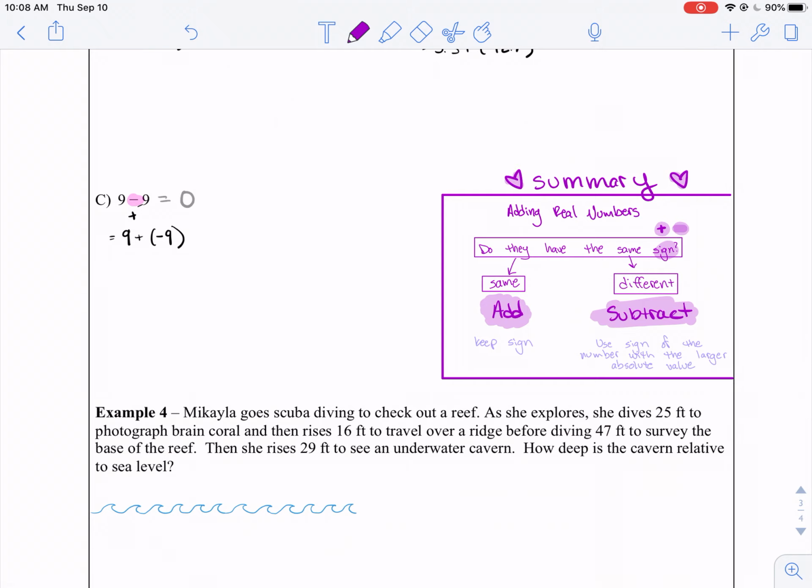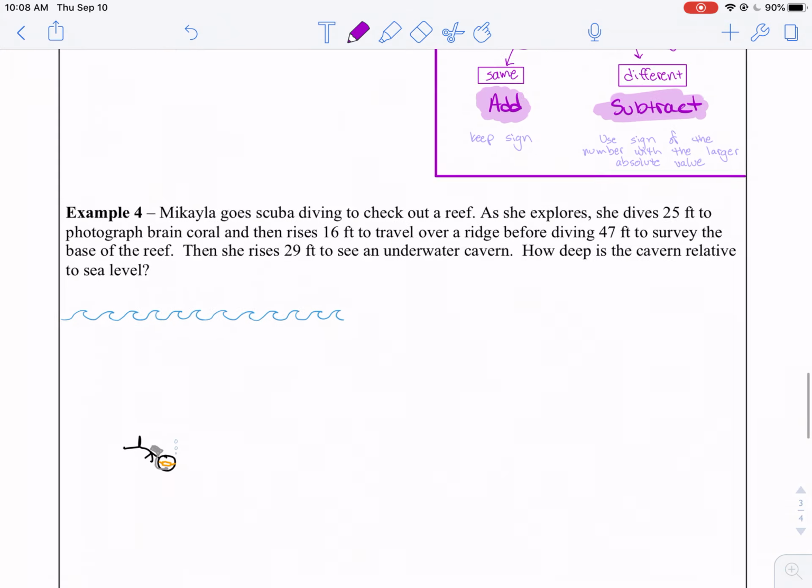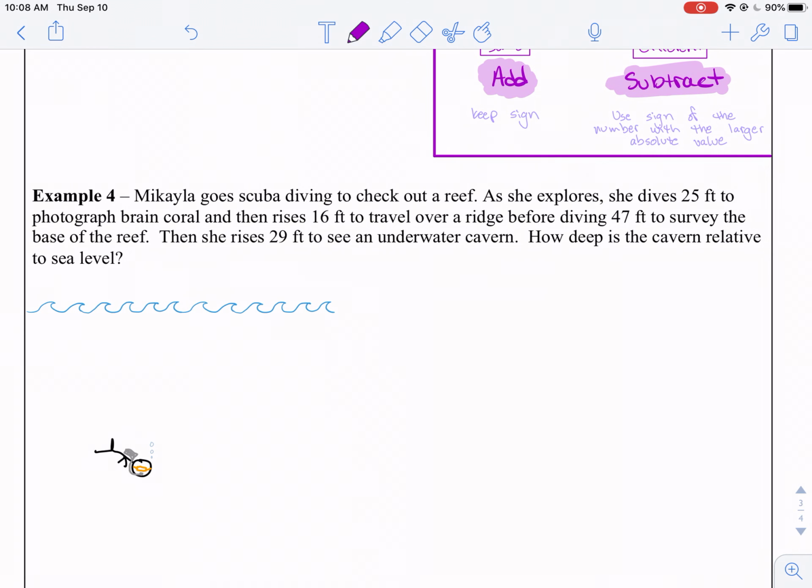You're like, this is great, Miss Van Dyke, and it's kind of abstract. When are we gonna use this in real life? Well, I will tell you. Let's say you, like Michaela, love to swim, you're going in the ocean, and you're gonna go diving. So Michaela's gonna go scuba diving to check out a reef.